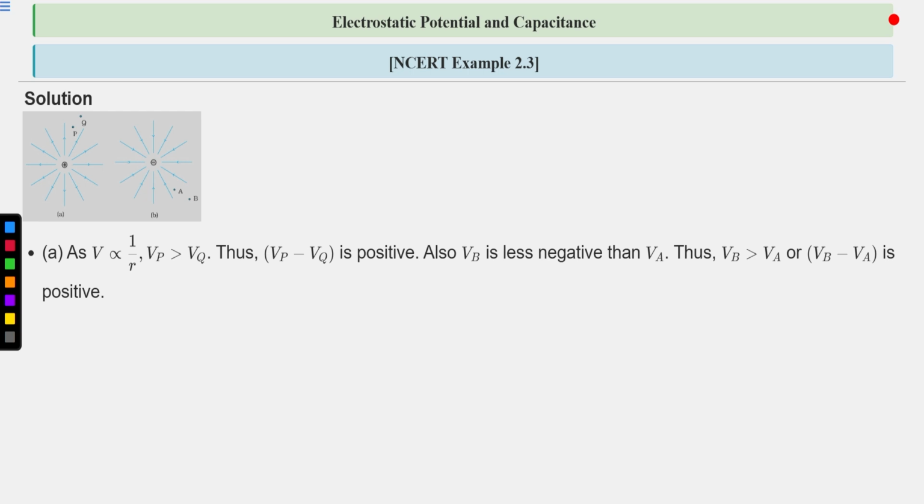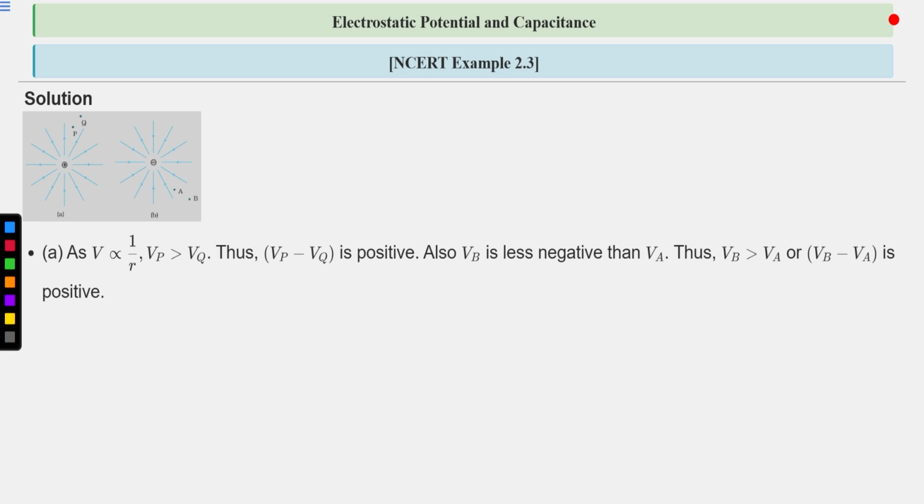Also, this charge is negative and we are moving a positive charge from B to A. Now, potential at A is more negative because the negative sign appears in the formula V equal to 1 by 4 pi epsilon naught Q by R. Now Q is minus Q. So potential at A is varying inversely with R, so it is varying inversely with R.